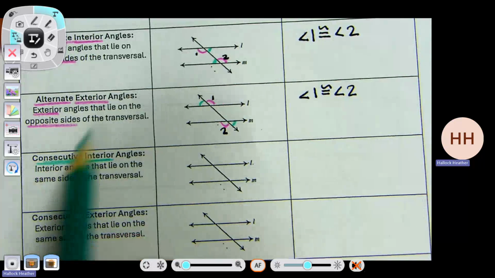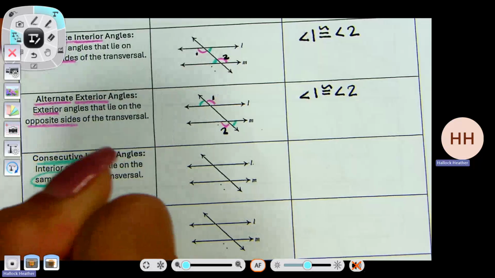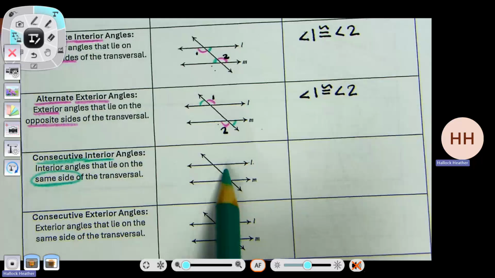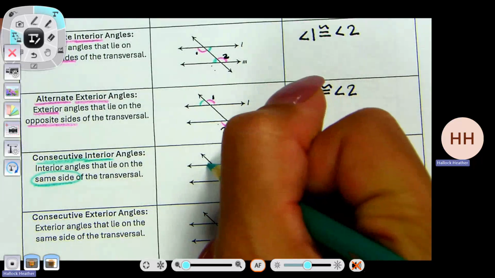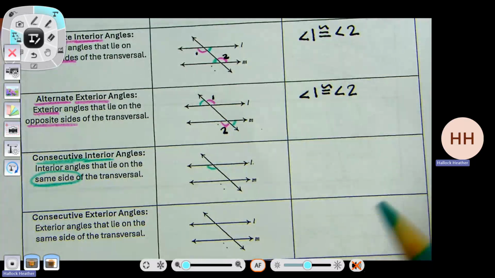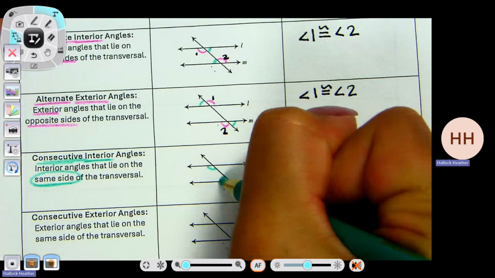Consecutive stands for same side. So this is a key word here. Consecutive is the same side of the transversal, so we're not jumping over the line, but they are on the inside of the parallel line. So interior is on the inside, but now we're on the same side. So I'm going to put a little arc mark here. That's an obtuse angle. It's wide. And the other one on the same side is over here.